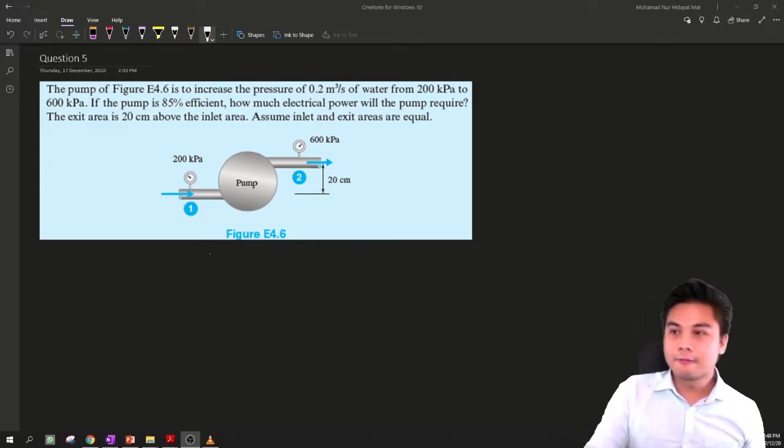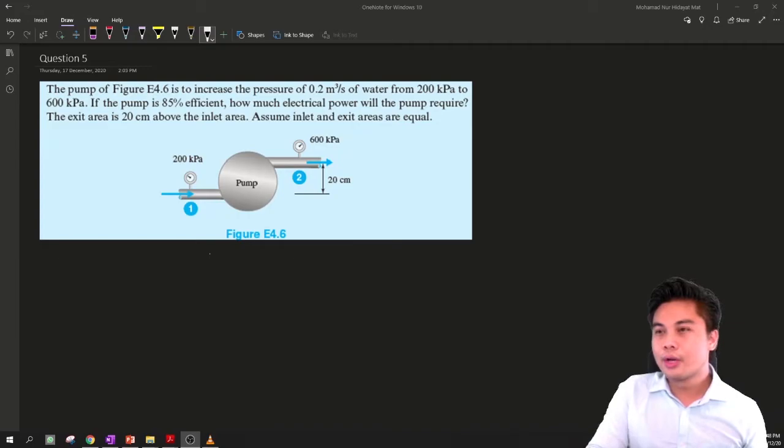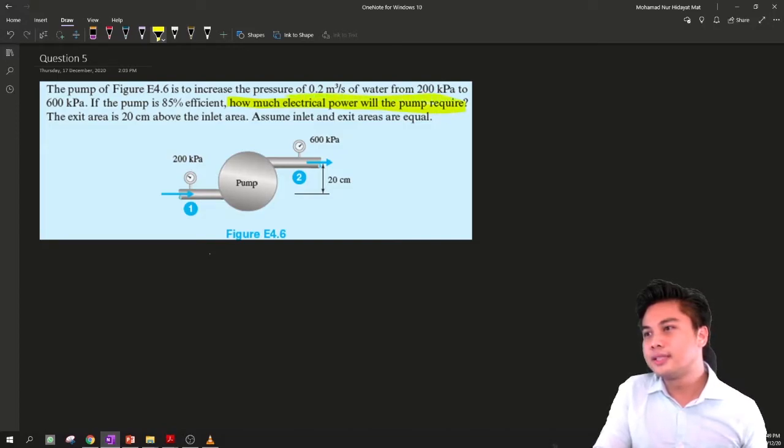Alright, the first step, what we're gonna do is understand the question. How much is the electrical power required? So this is the question. Thus, we need to find the pump power.